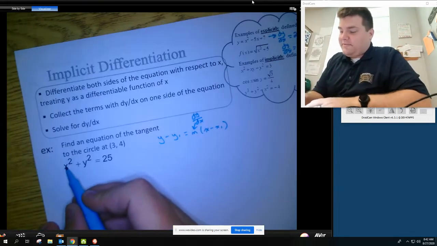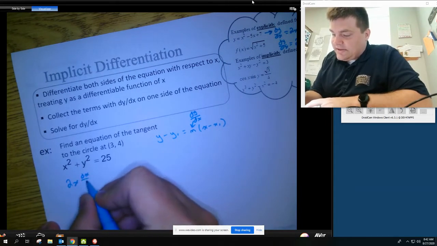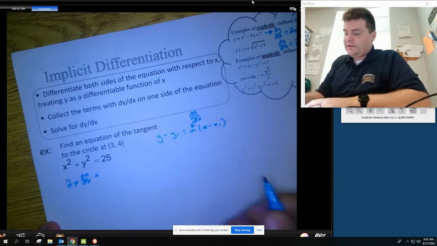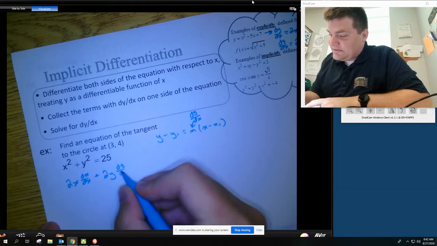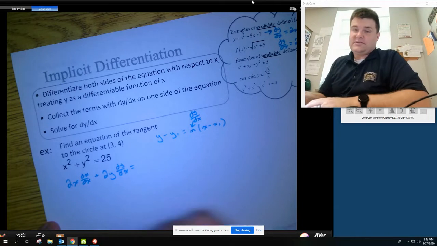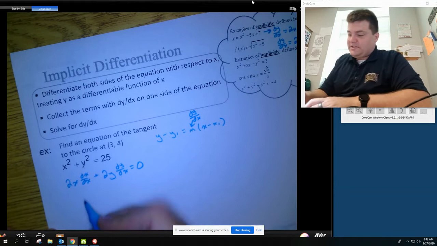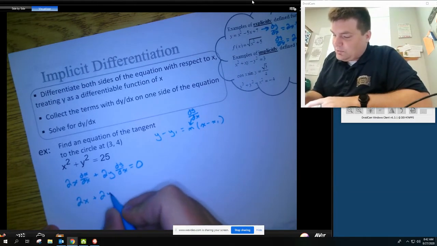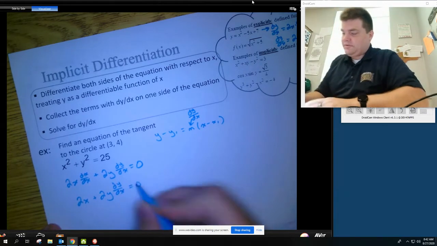So the derivative of x squared is going to be 2x dx/dx, plus the derivative of y squared is 2y dy/dx, equals the derivative of 25, which is just a number, so it's 0. So on the left-hand side, I'm going to just get 2x, the dx/dx cancels out, plus 2y dy/dx. And that's going to equal 0.